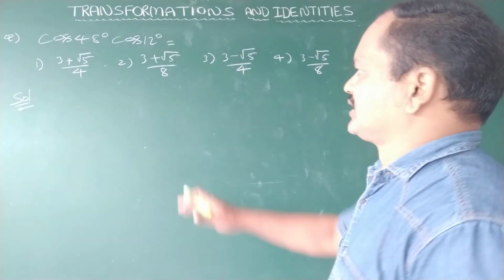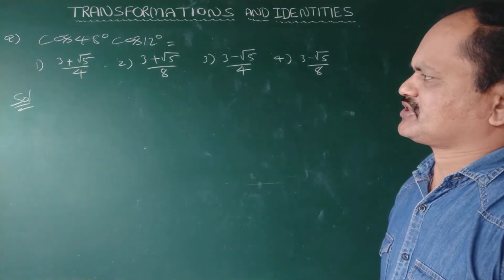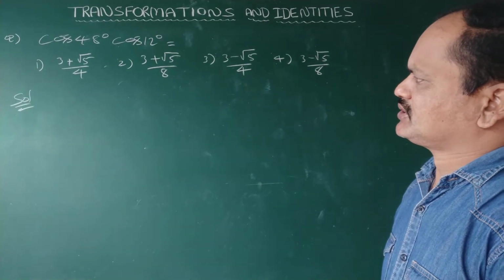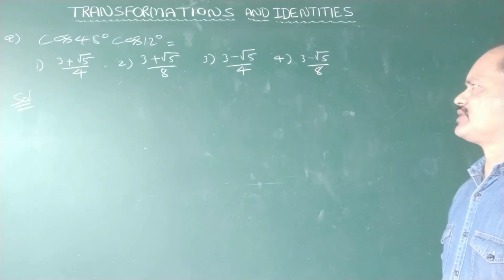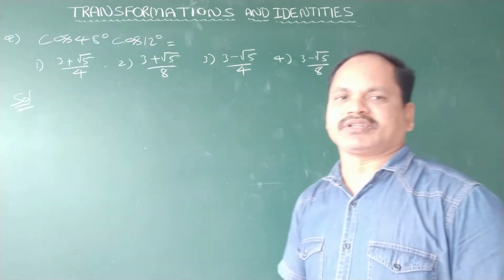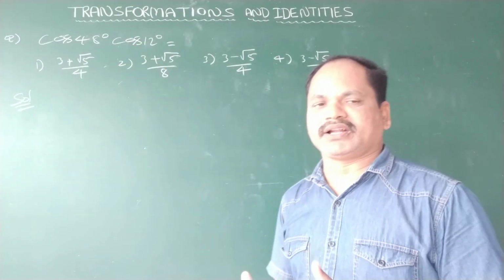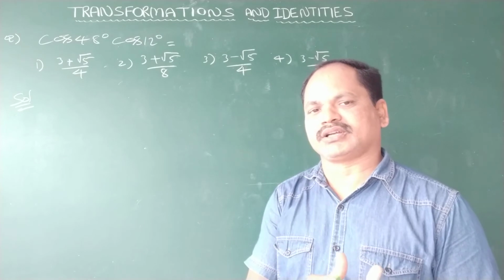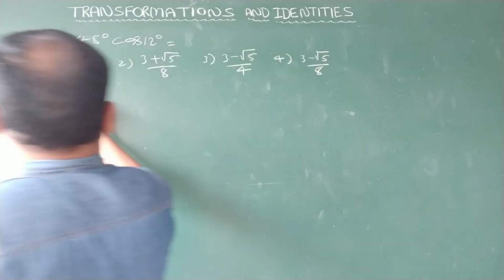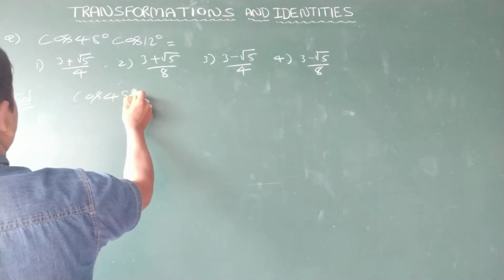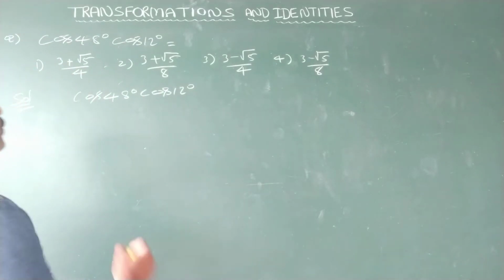Now observe the question: cos 48 degrees into cos 12 degrees is equal to: the first option 3 plus root 5 by 4, second option 3 plus root 5 by 8, third option 3 minus root 5 by 4, and fourth option 3 minus root 5 by 8. Now observe this question. Given a product of two cosine functions, we apply the transformation to convert it to a sum or difference. So take cos 48 degrees into cos 12 degrees. Now divide and multiply by 2 for this one.